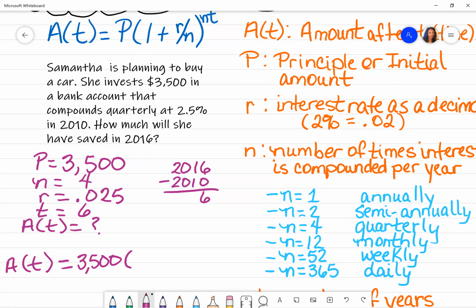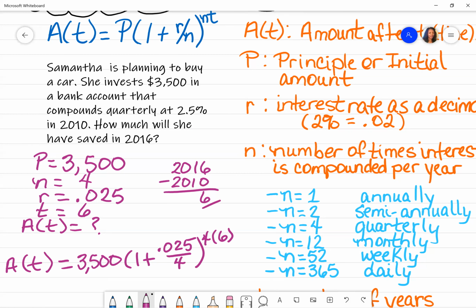And then the formula tells us to multiply times 1 plus the rate over the number, or n. So the rate is 0.025 and n is 4 because it's quarterly. And then we're going to raise that to n times t. N is still 4. So both these numbers should look exactly the same when you're using this formula, times t, which we just said was 6.